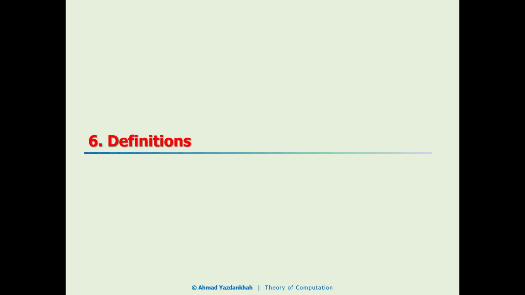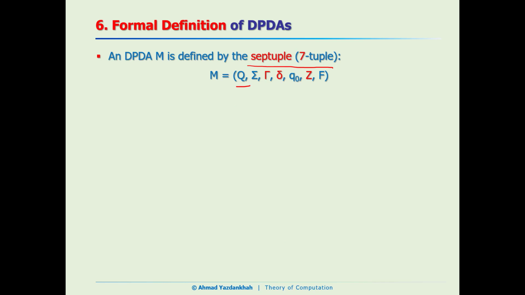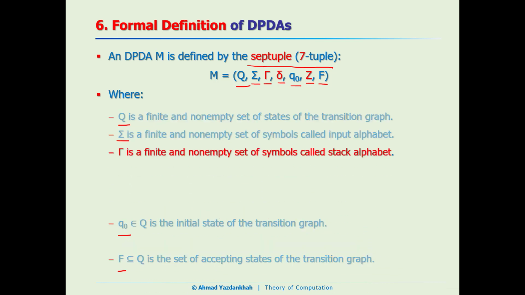It's time to turn to the mathematical definition. Let's start with the DPDAs first. A DPDA can be defined by a septuple, or seven-tuple: Q, sigma, gamma, delta, Q0, capital Z, and capital F. What are they? The Q, the sigma, the Q0 and F are exactly the same as for the NFAs, so we are not going to talk about them. Let's just start with the new ones.